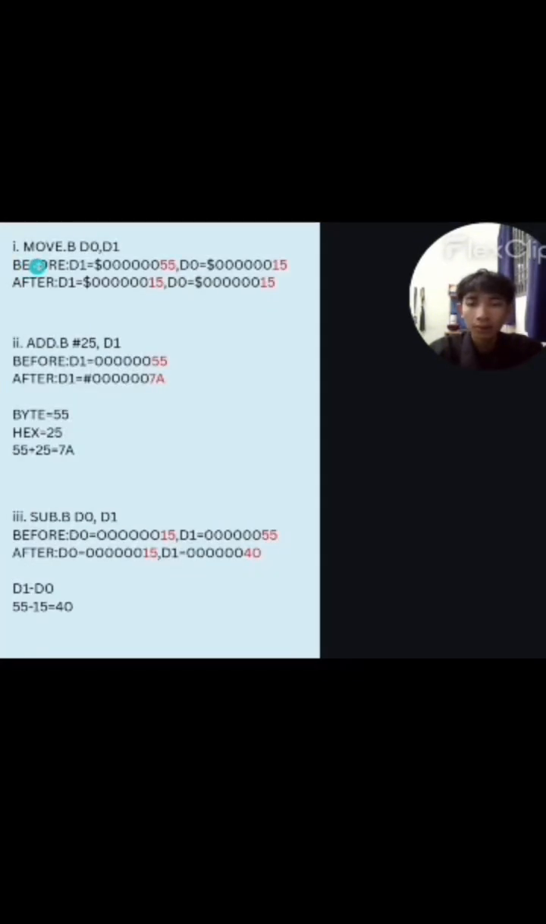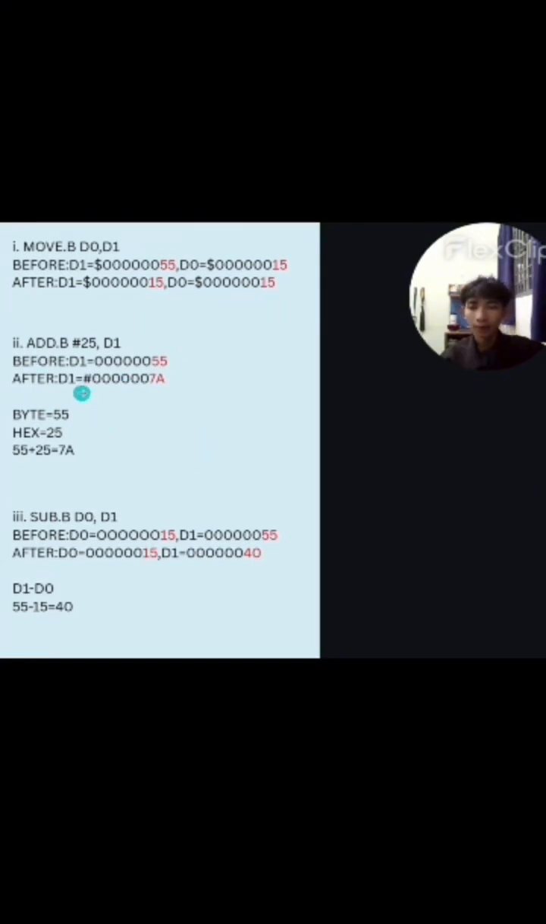Question C1, move.b D0 into D1. Before, D1 holds a value of 55 and D0 holds a value of 15. We want to move D0 into D1, so 15 moves into D1. After, D1 is 15 and D0 is still the same, 15.